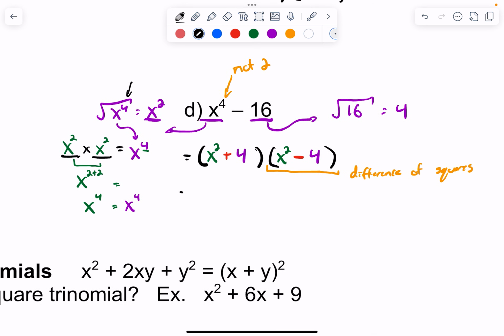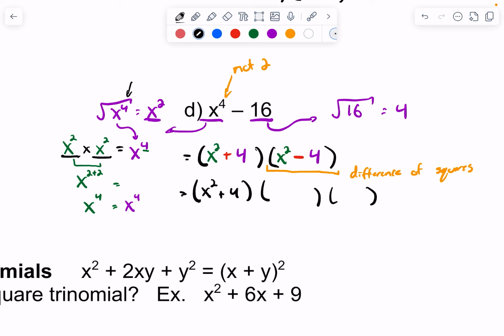So you have the first factor, which is x squared plus 4. And then on the back side there, you have a difference of squares. And let's see if we can do it a little faster, okay? Because that's a goal with doing difference of squares: the whole purpose is to get faster doing it. Oh, there goes my dog barking.